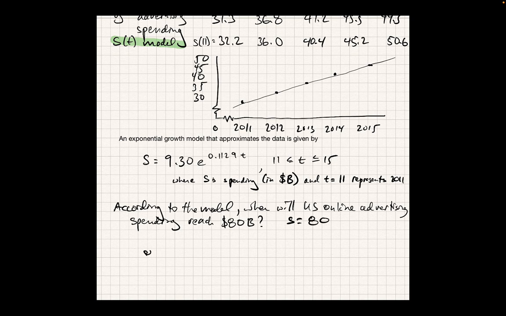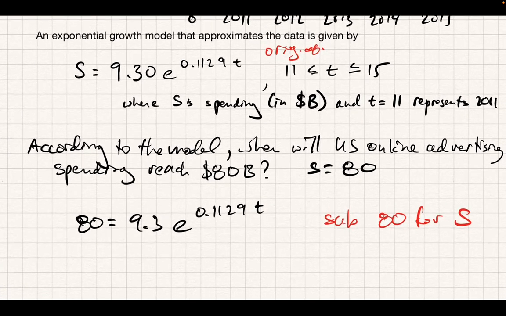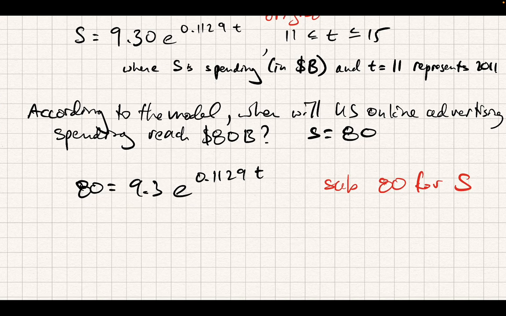Are you going to want us to isolate it? Yeah, which you can totally do. This one up here is the original equation. This is 80 for S. How do I solve from here? Divide by 9.3.